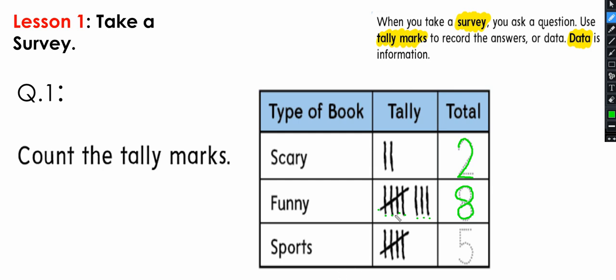And for sports, 5 immediately again. When you see this, it means 5. We do not need to count one by one. So for sports books, the votes were 5.